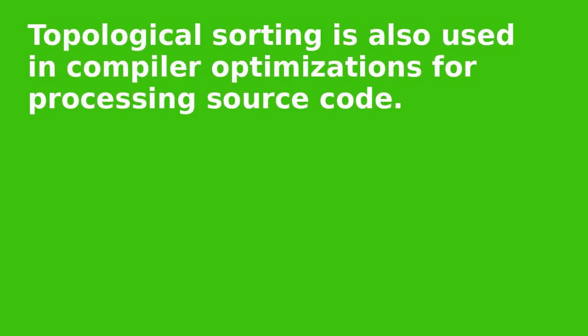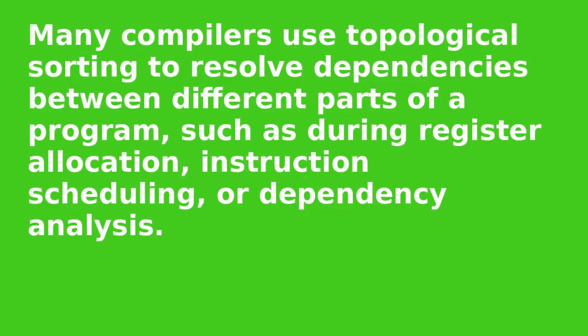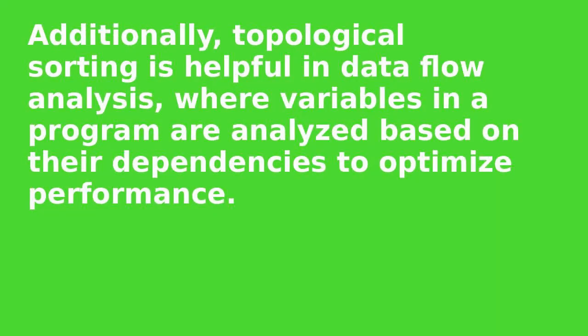Topological sorting is also used in compiler optimizations for processing source code. Many compilers use topological sorting to resolve dependencies between different parts of a program, such as during register allocation, instruction scheduling, or dependency analysis. Additionally, topological sorting is helpful in data flow analysis, where variables in a program are analyzed based on their dependencies to optimize performance.